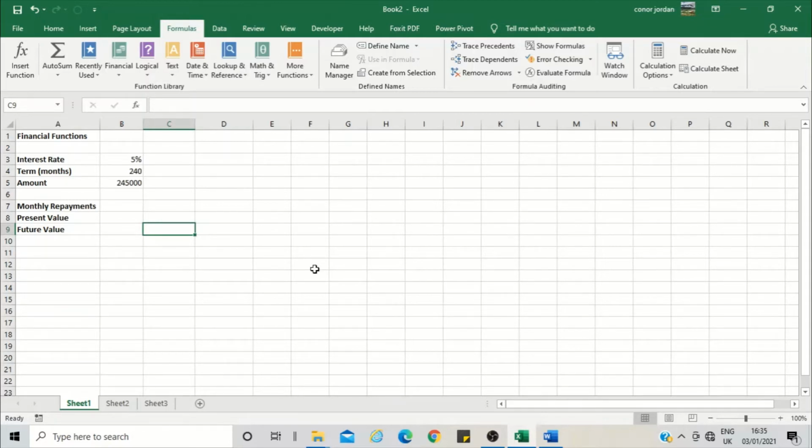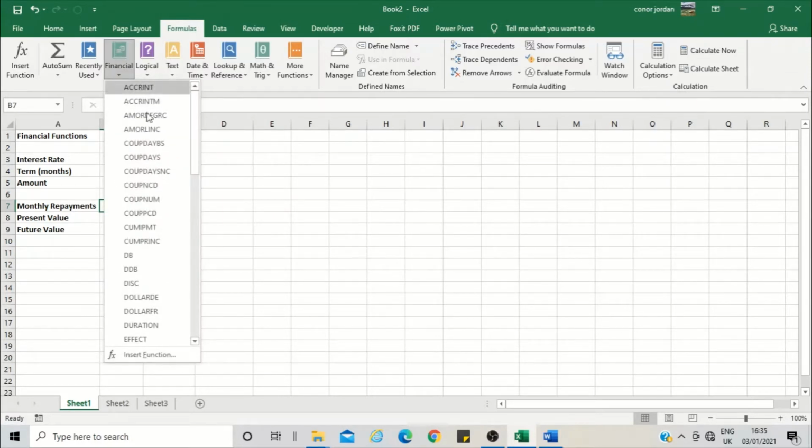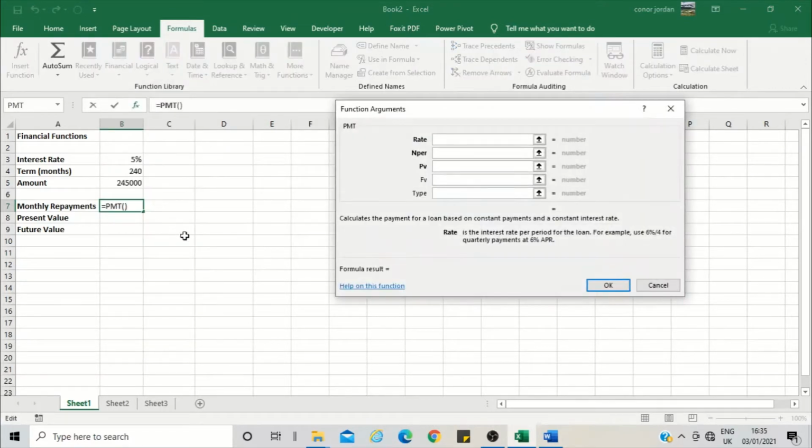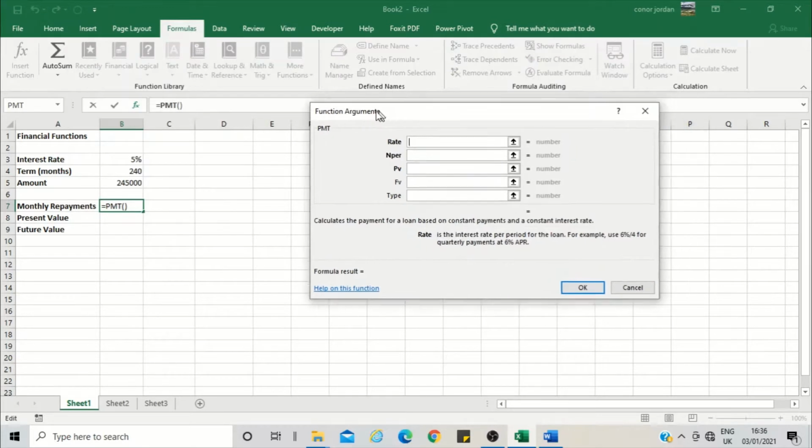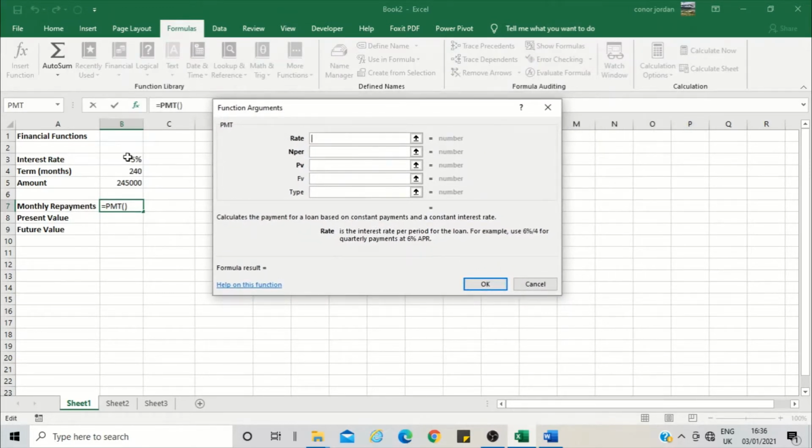So the first thing we're going to do is, with this information here in cell B7, we're going to calculate the monthly repayments that are needed to be made with this information. So click on Financial in the function library, and we're going to scroll down and find PMT. So now we need to find the rate. So that's the interest rate, annual interest rate, divided by 12 to get it for each month.